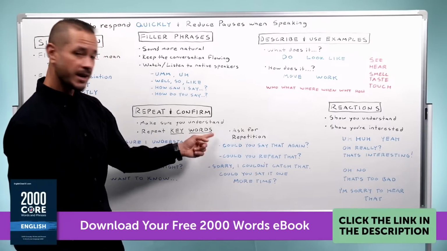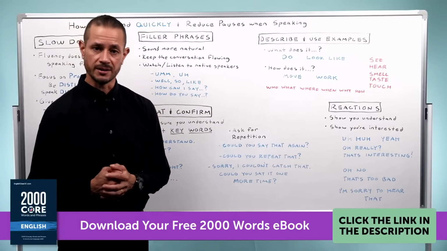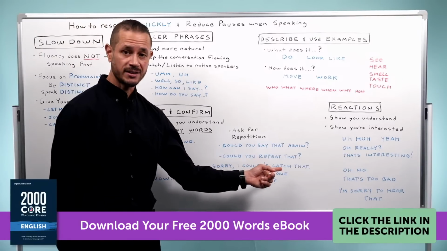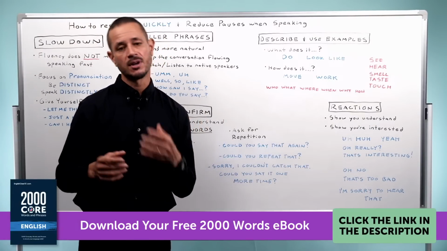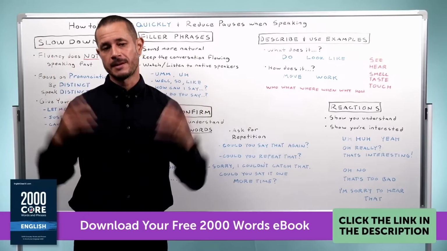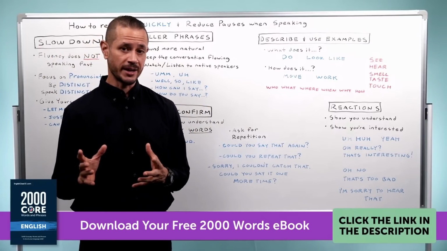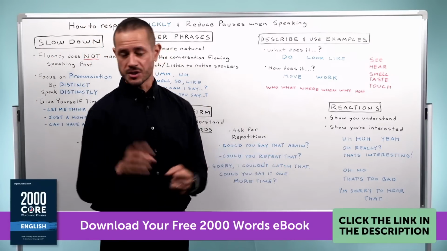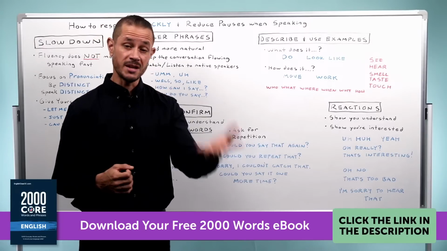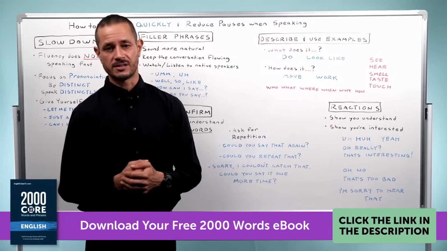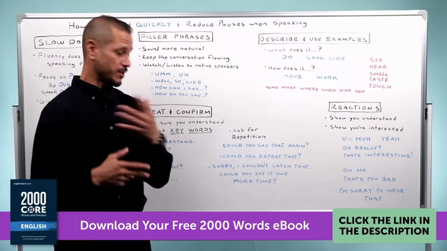I probably should have written that at the top. Sorry, I didn't understand. Sorry, I couldn't catch that. So to catch something, when being a listener, that means to understand what the person's saying. Sorry, I couldn't catch that. Could you say it again? Could you say that one more time? Could you repeat that? There are many different ways that you can ask for repetition.